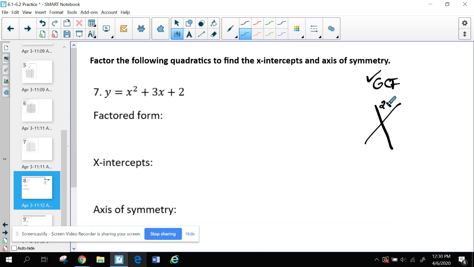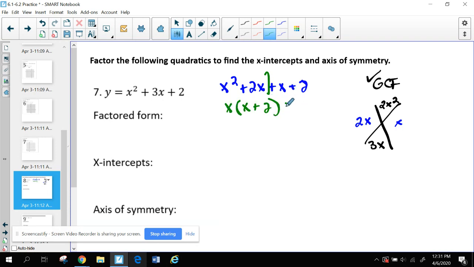I have 2x squared and 3x, which means my two factors are going to be 2x and x. I'm going to use grouping. So I'm going to rewrite this as 2x squared plus 2x plus x plus 2. Split it in half. I can factor out a 2x from the first half and just a positive 1 from the second. And so this gives me my factored form of x plus 2 times 2x plus 1.